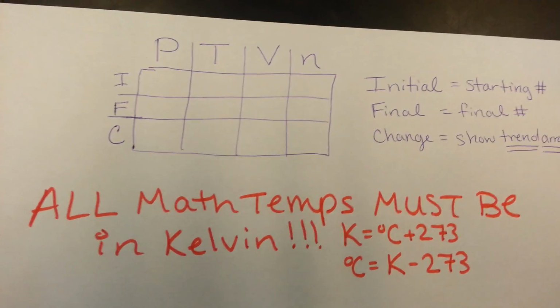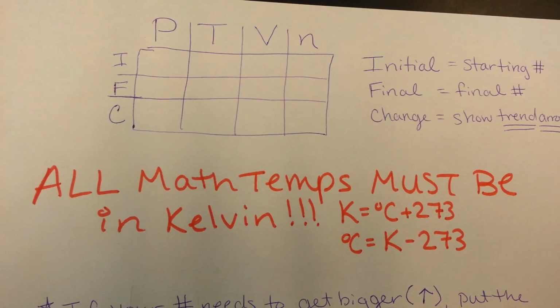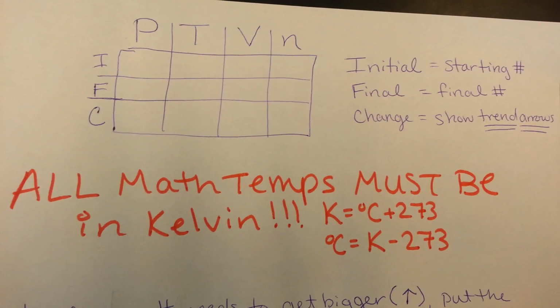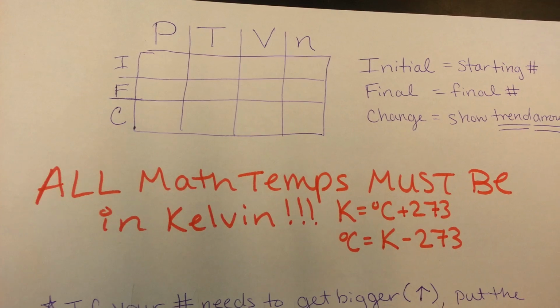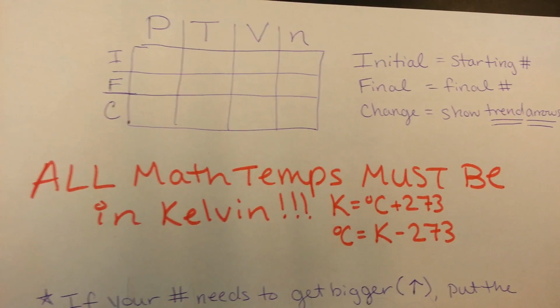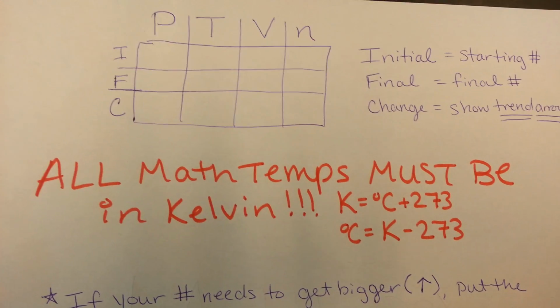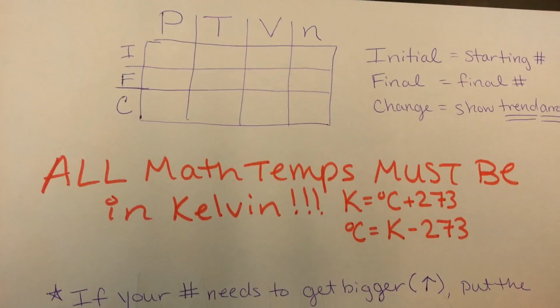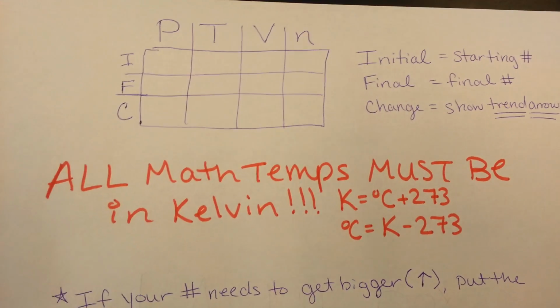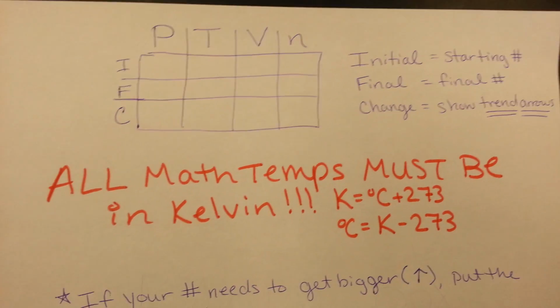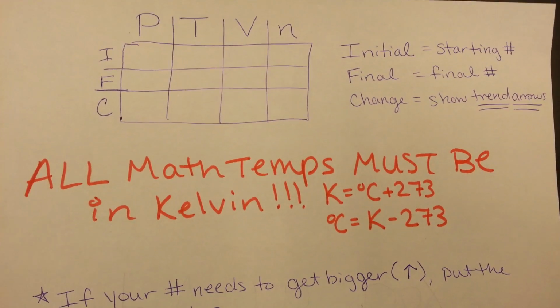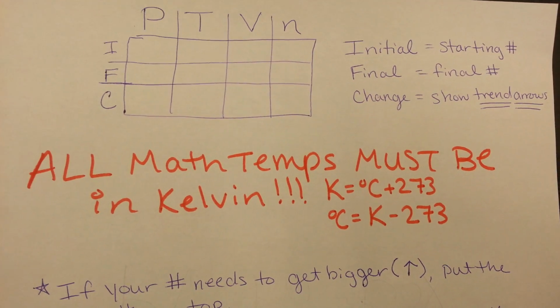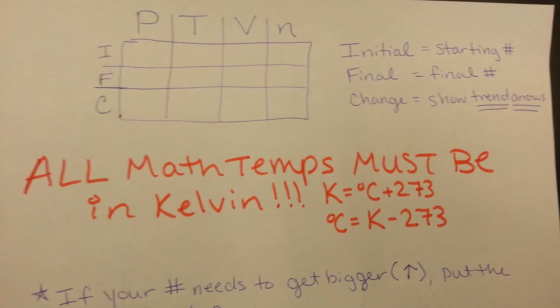Now notice this large red sentence. All math temps must be in Kelvin. Have to. If you get a negative answer, it's wrong. So Kelvin equals the degree Celsius plus 273, or even if they ask you for the answer in Celsius, it's okay.